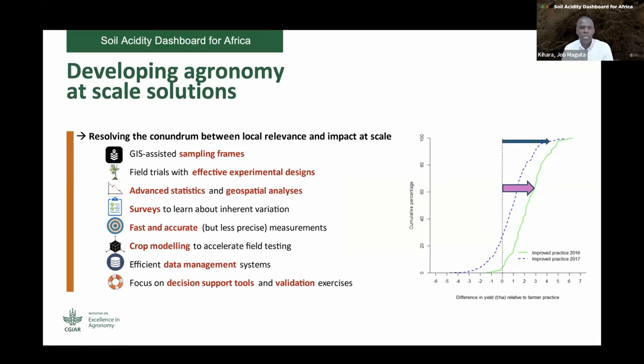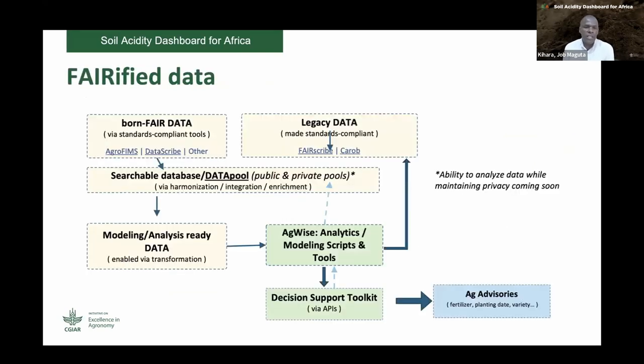So to do that, the Excellence in Agronomy appreciates that we do need to develop such agronomy at scale solutions. We need to bring data sets together. We need to apply advanced analytics to those data sets, and we need to package those into decision support tools that farmers can use to guide their farm investments. So this is sort of the framework that we are using in the Excellence in Agronomy to be able to come up with spatially explicit recommendations addressing various issues. And especially a lot of work has been going on in regard to the fertilizers.